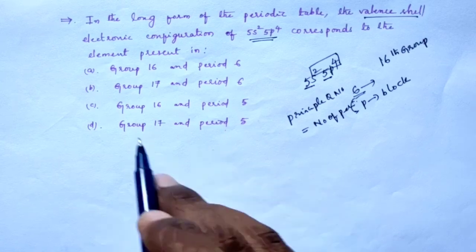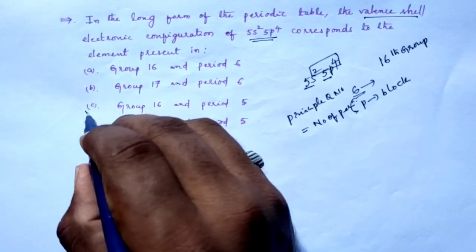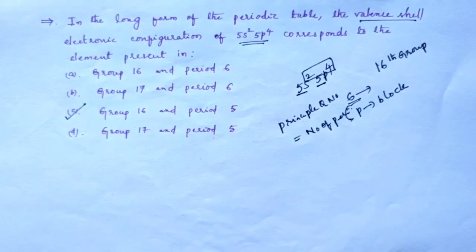So what is the correct option? Group number 16 and period 5 will be the correct option. This is all about this video.